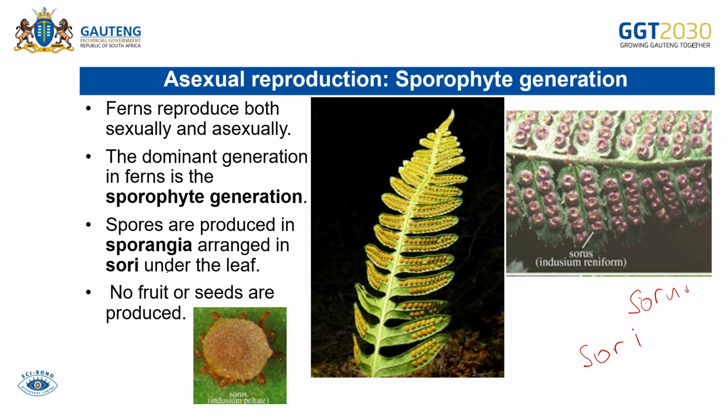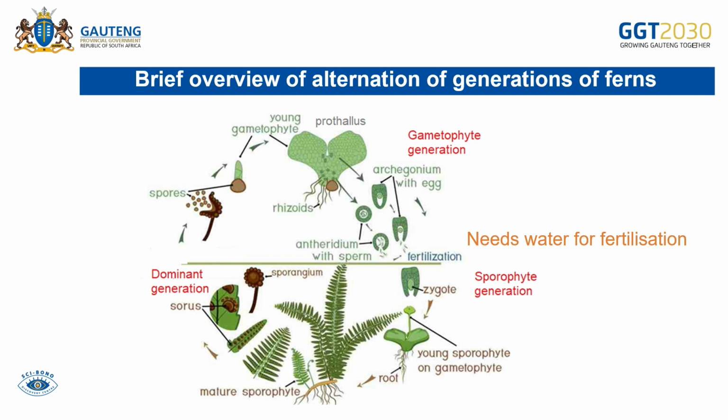Spores are produced in the sporangia, arranged in the sorus under the leaf. So these dots here are called the sorus. Here's one sorus. And underneath that sorus is going to be a sporangium. So you're going to see now. Plus, ferns don't produce any fruits or seeds.